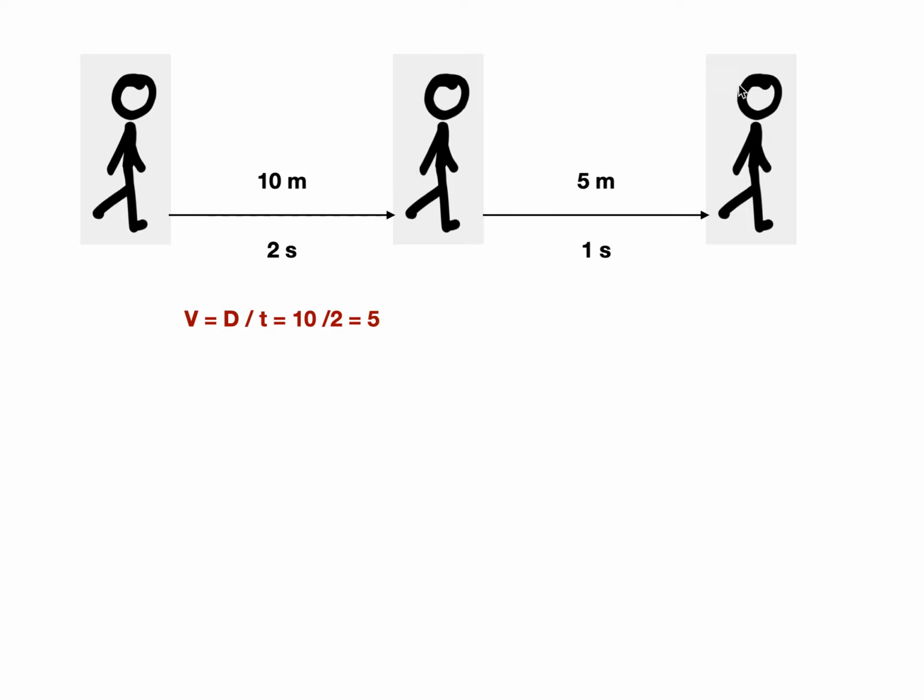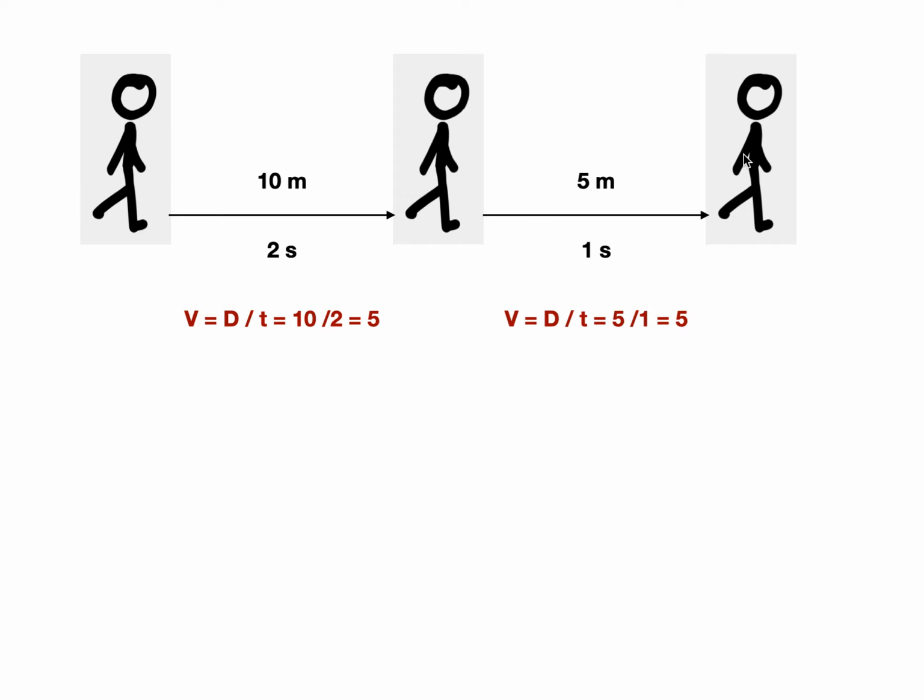And how about from here to here? You can do the same trick. So displacement divided by time. He covered 5 meters in 1 second. So that'll be 5 divided by 1 equals 5 meters per second. So actually this guy has the same velocity in these two situations. Right, so that's about velocity.